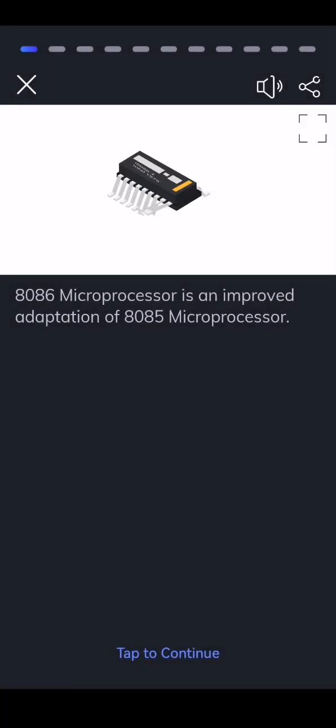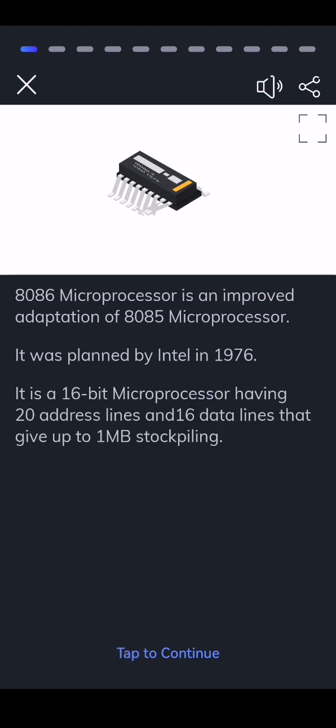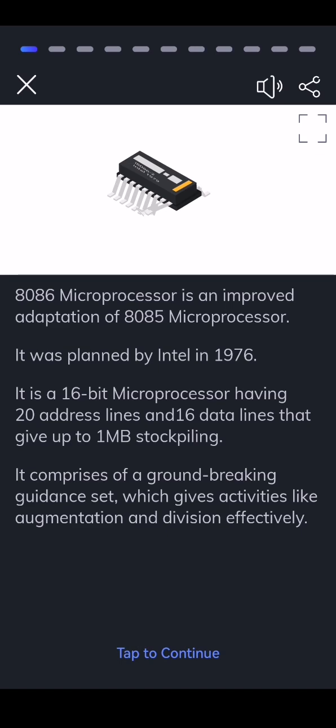The 8086 microprocessor is an improved adaptation of the 8085 microprocessor. It was designed by Intel in 1976. It is a 16-bit microprocessor having 20 address lines and 16 data lines that provide up to 1 megabyte of storage. It consists of a powerful instruction set, which provides operations like multiplication and division easily.